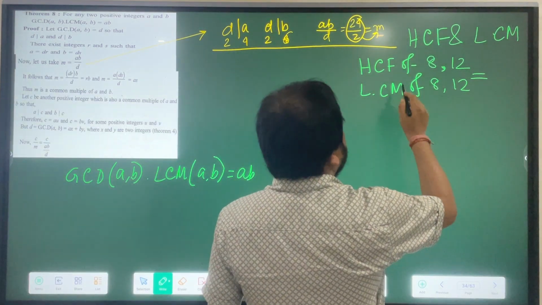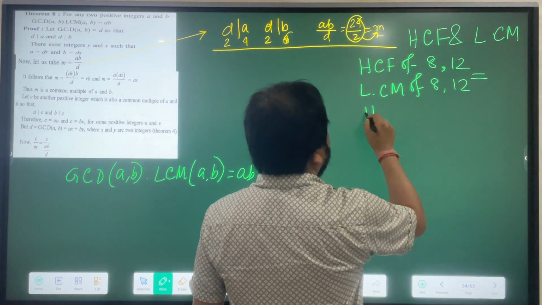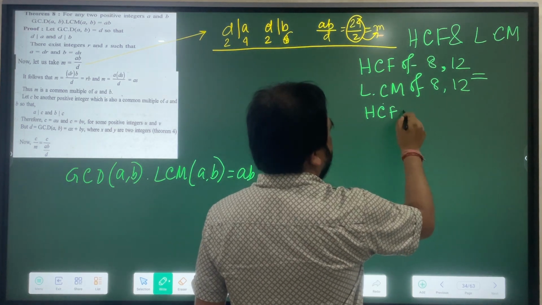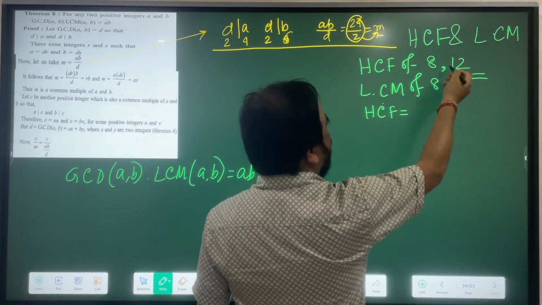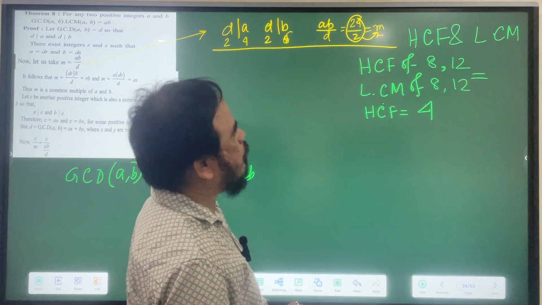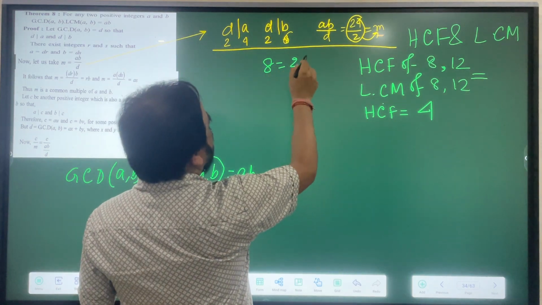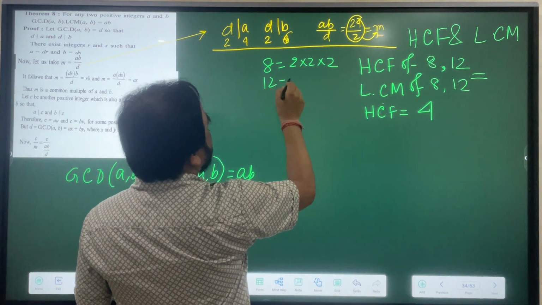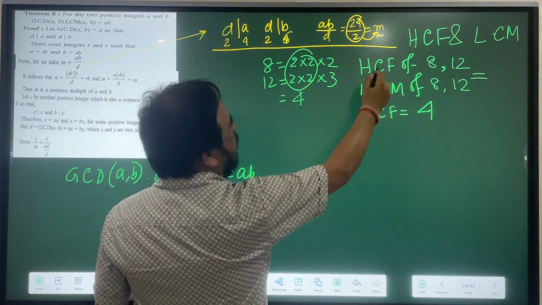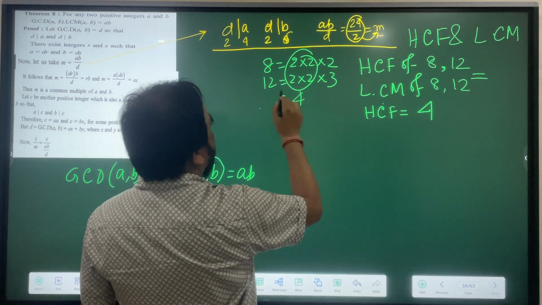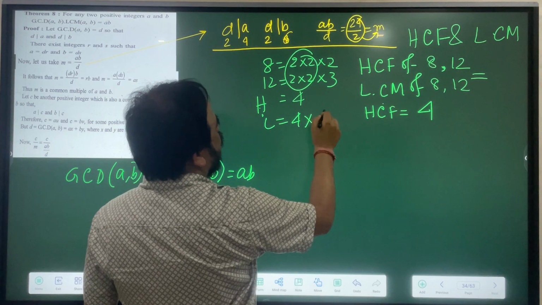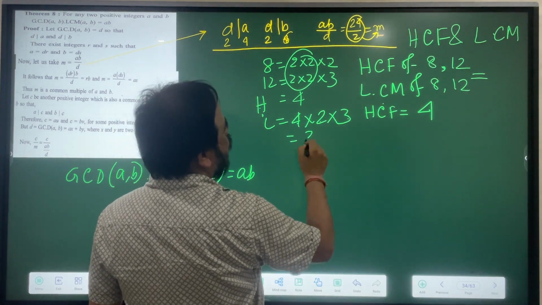Look here. Let us find the HCF of 8 and 12. HCF of 8 and 12 will be 4. Is it not? 8 is equal to 2 into 2 into 2. 12 is equal to 2 into 2 into 3. So 2 into 2 is 4. That is, HCF is 4. This is HCF, okay, this is LCM. 4 into 2 into 3, 4 times 6 is 24.